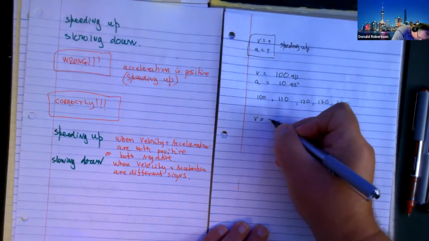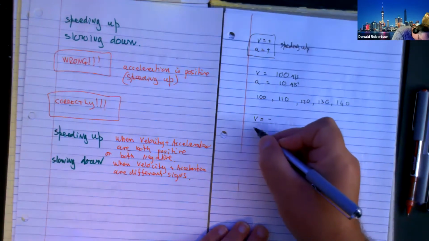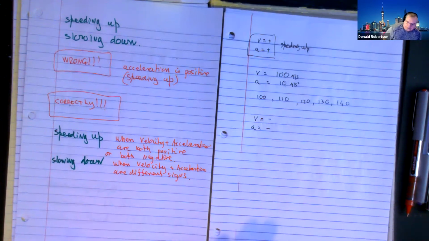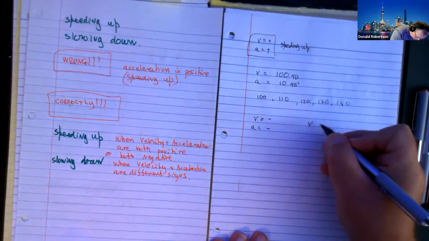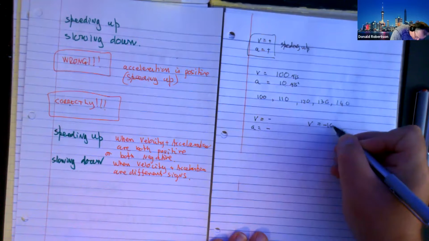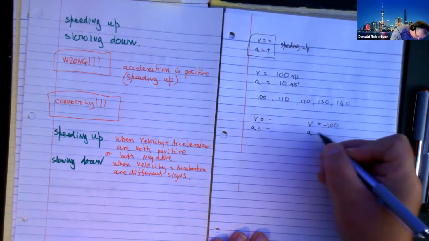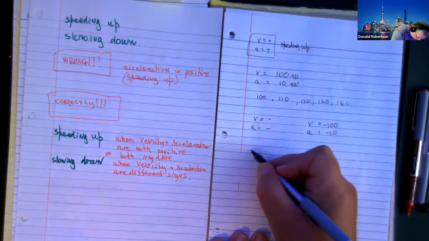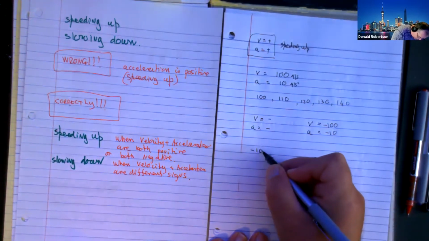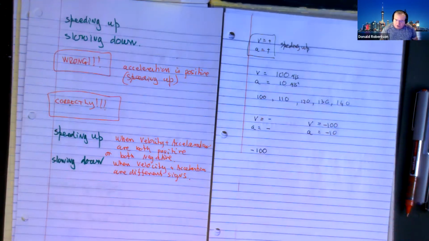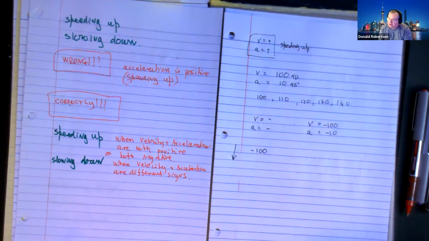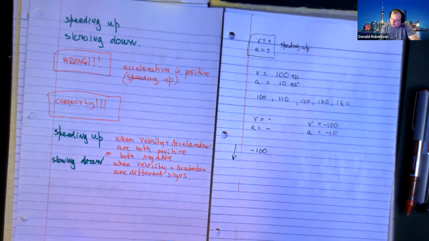Let's do a velocity that's negative and an acceleration that's negative. So I'm going to start with a velocity of negative 100, and I'm going to have an acceleration of negative 10. So in the first second, you're going to be going at negative 100 meters per second. Basically, you're shooting towards the ground 100 meters a second, right? So let's think negative means down the way and positive means up the way, right?